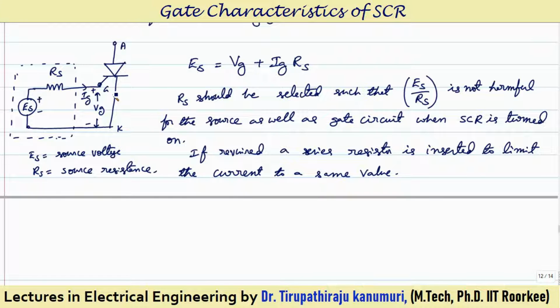So that current may damage either your PN junction diode, that means junction J3, or it may damage your source circuit, because the source may not be able to supply that much current. That means the rating of this battery is less than that.